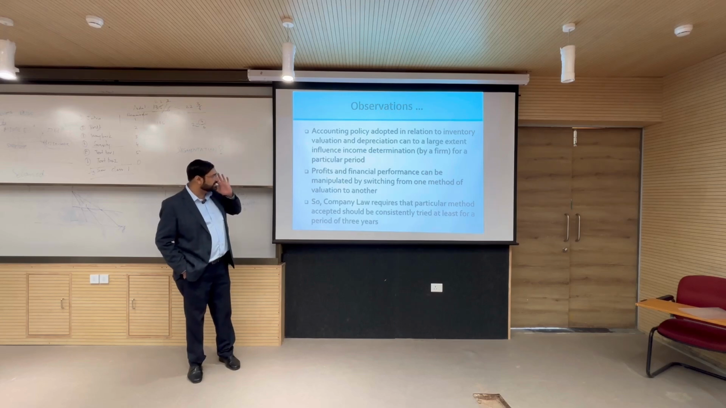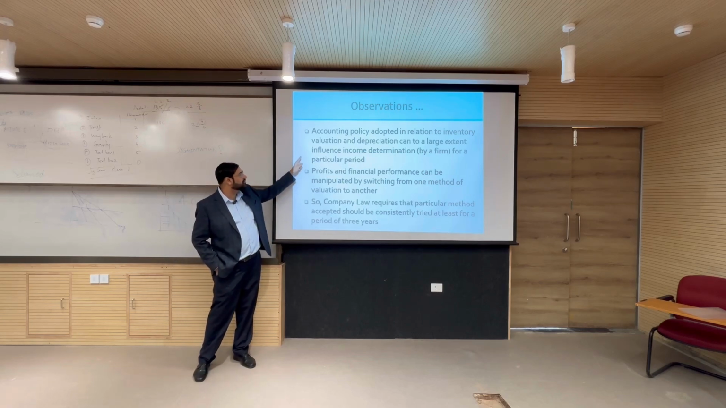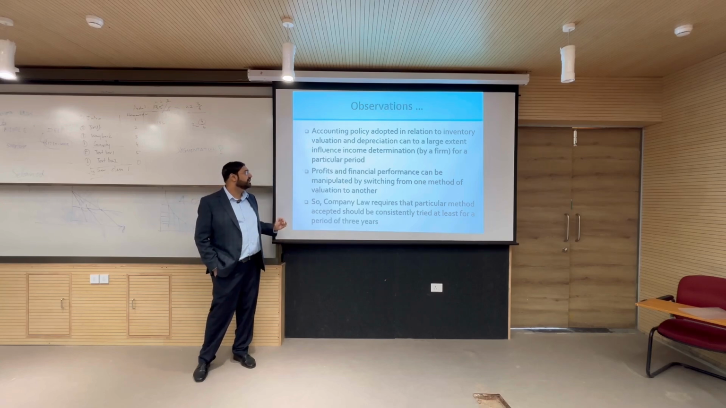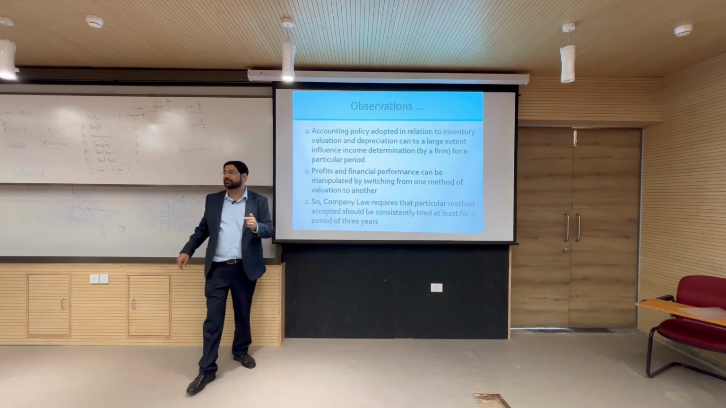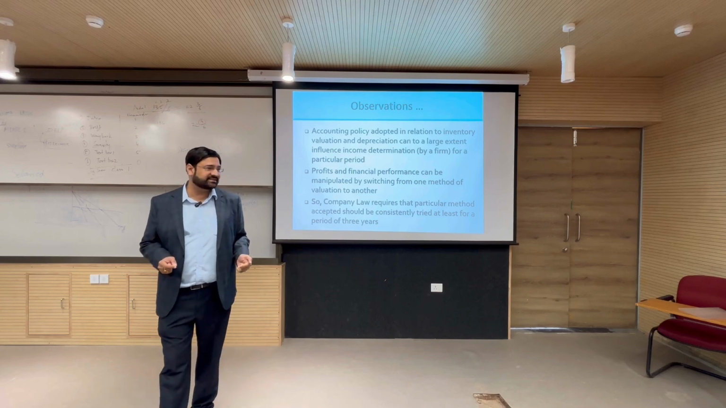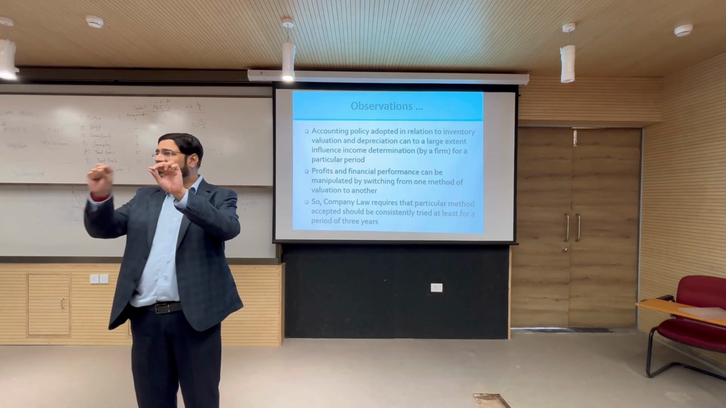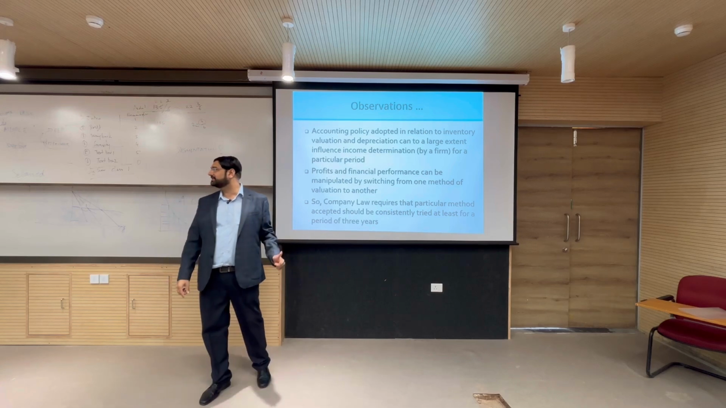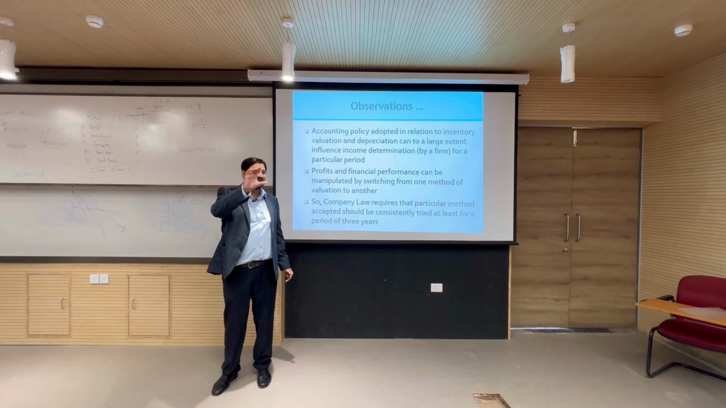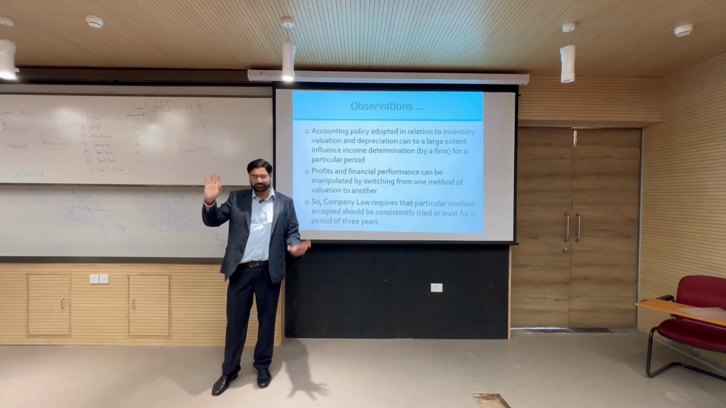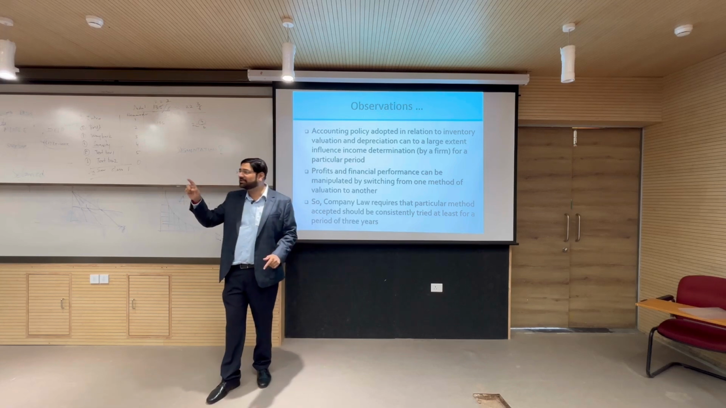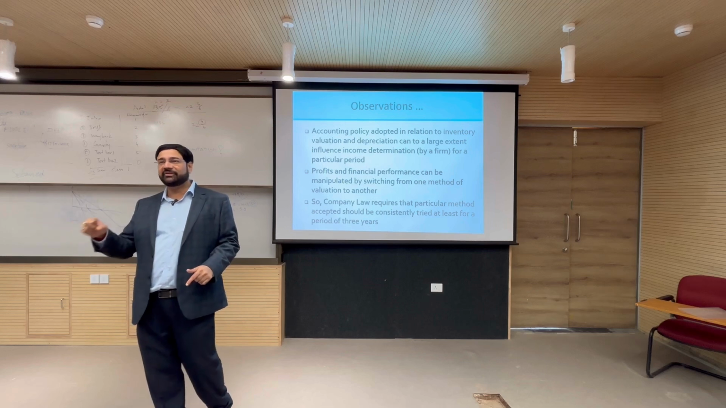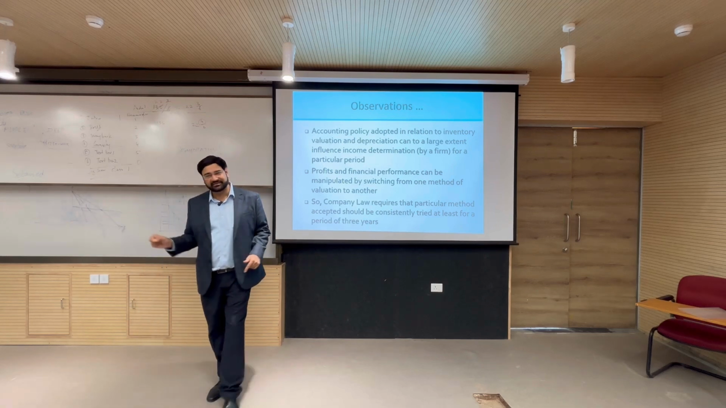Accounting, look at what it's saying. Accounting policy adopted in relation to inventory valuation or depreciation can to a large extent influence income determination for a particular period, because if you remember yesterday's examples, we saw straight line with 10, 10, 10, 10, right? But if you look at that double declining balance method, first year was how much? 20, second year was how much? 10, broadly 20.5, second year was 10.25, third year was 5.125, and fourth year was 2.56, right?